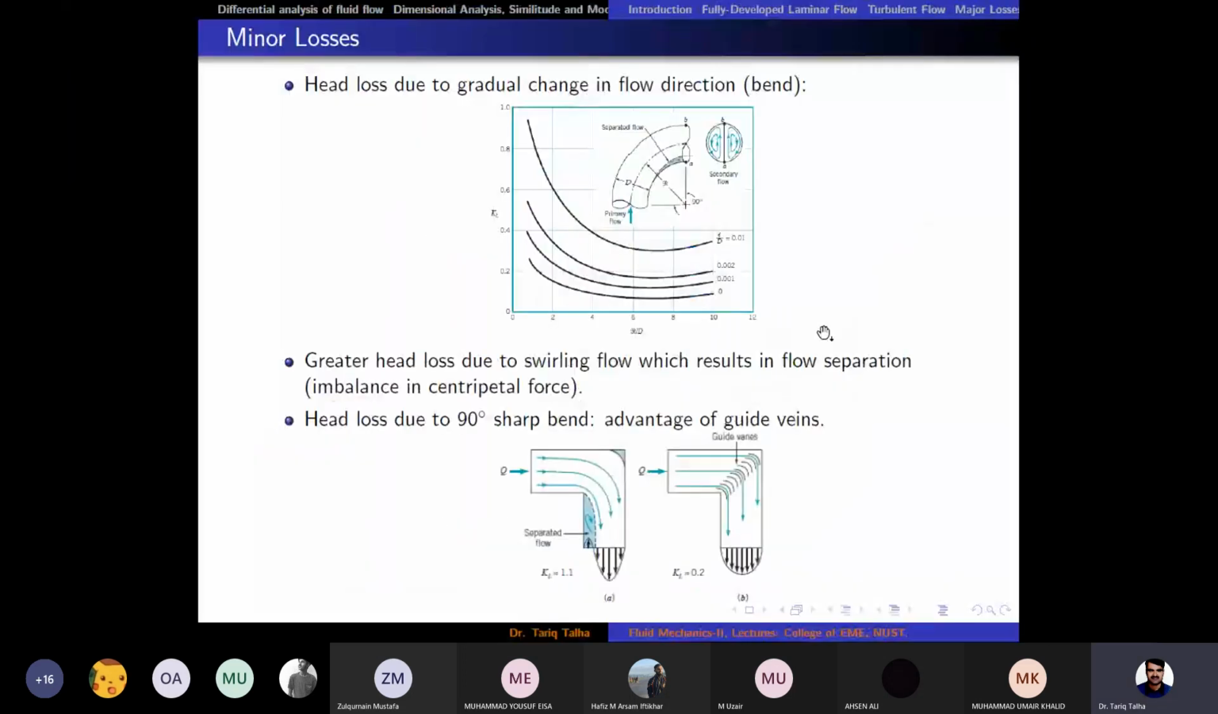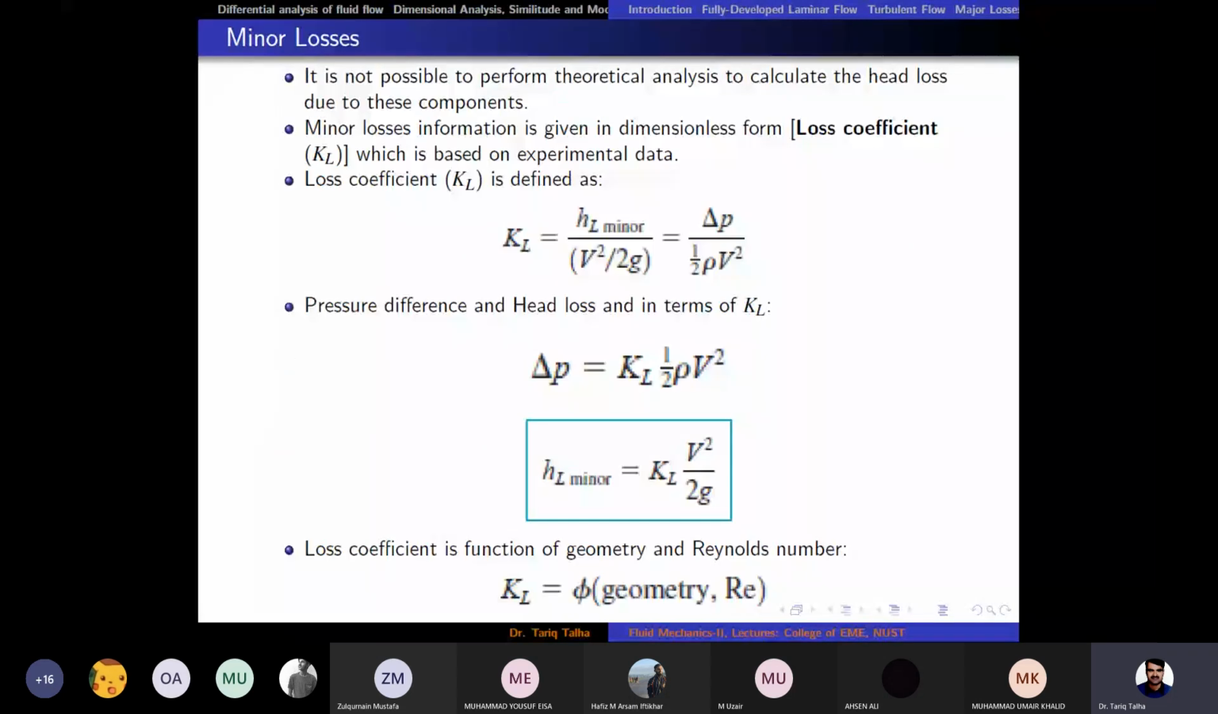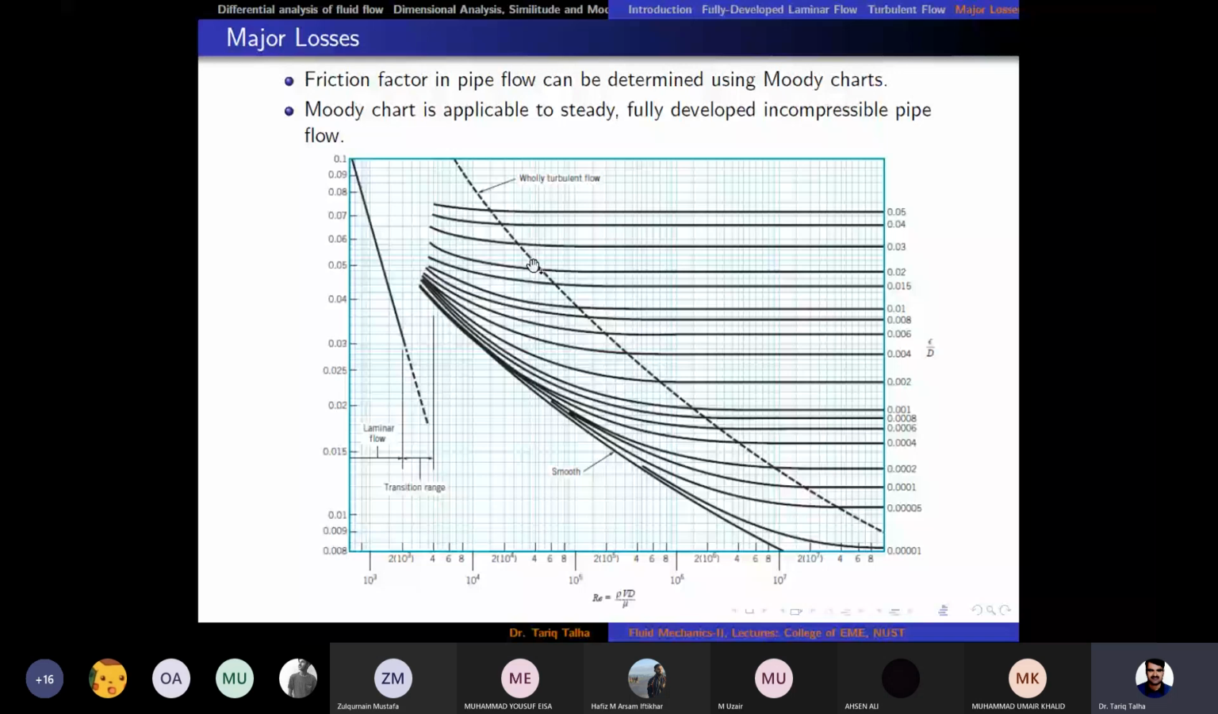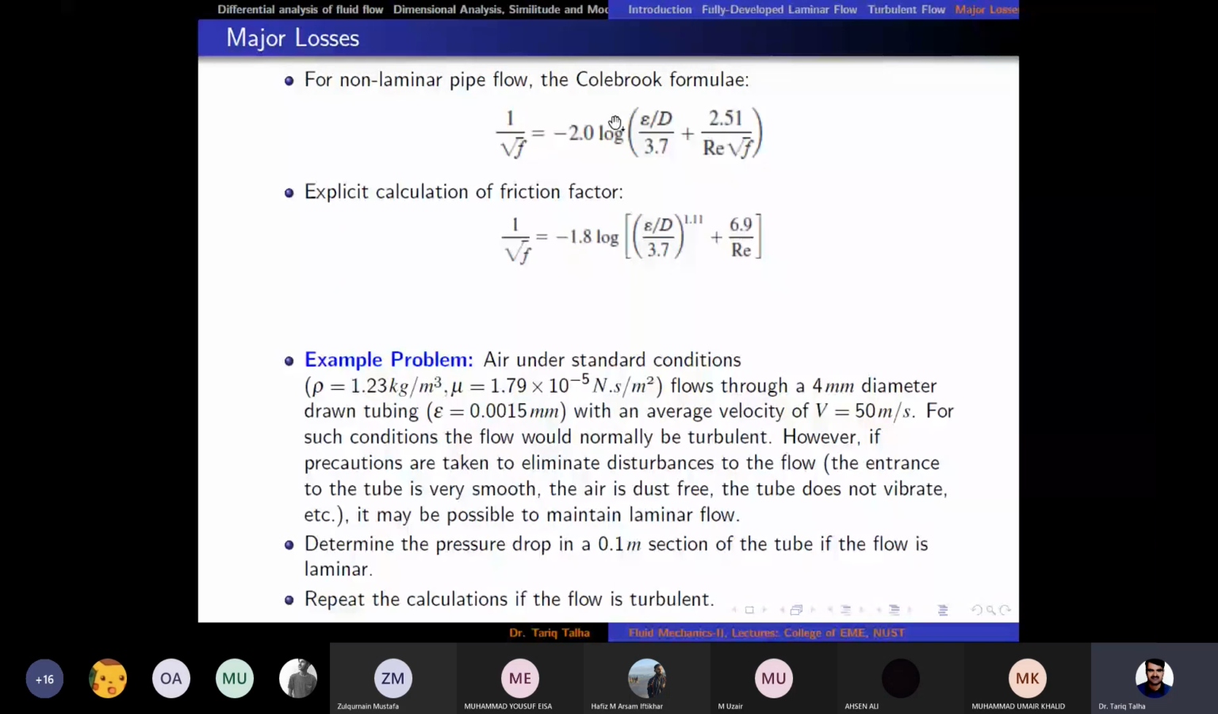So either we can use this. The last bottom curve here is for epsilon upon d equal to 0. From here, if we are talking about 2 × 10^5, that would be somewhere around 0.0155, or we can also use either of these two relations to get the value of the friction factor.